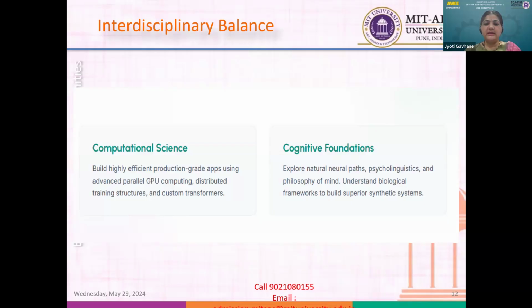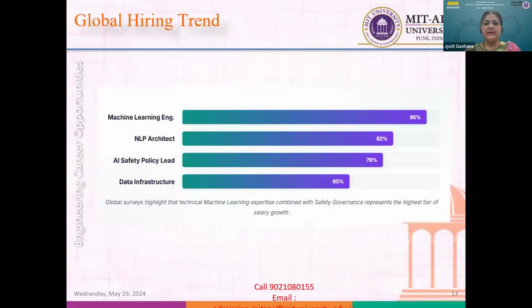And cognitive foundation is exploring natural neural paths, psycholinguistics and philosophy of mind. So when we are talking about computational science, we should not forget about the cognitive foundation, which acts as the baseline for computational science. So these two things are very, very important to learn and to integrate as an interdisciplinary system.